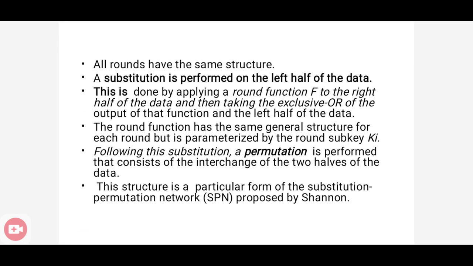So here all rounds have the same structure. A substitution is performed on the left half of the data. Apply a round function F to the right half, then take the exclusive OR. Each round has a subkey that is represented as Ki, and following this substitution there is a permutation, or interchanging of the two halves. So this structure is actually based on the substitution permutation network that was proposed by Shannon. Clear? This is the Feistel structure.